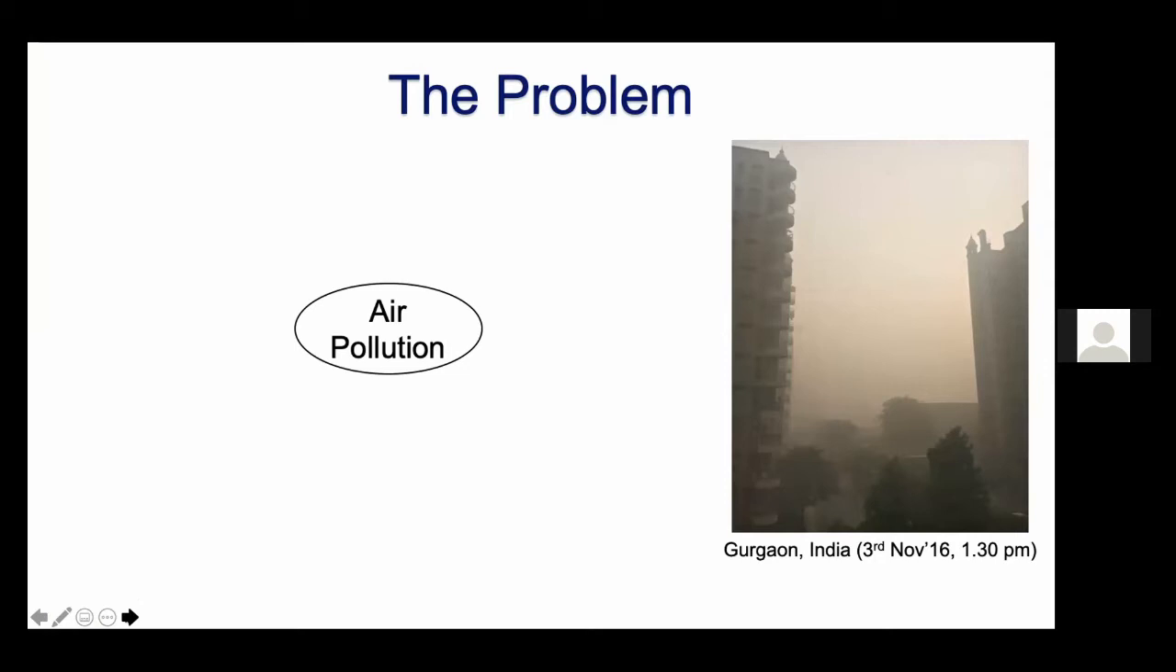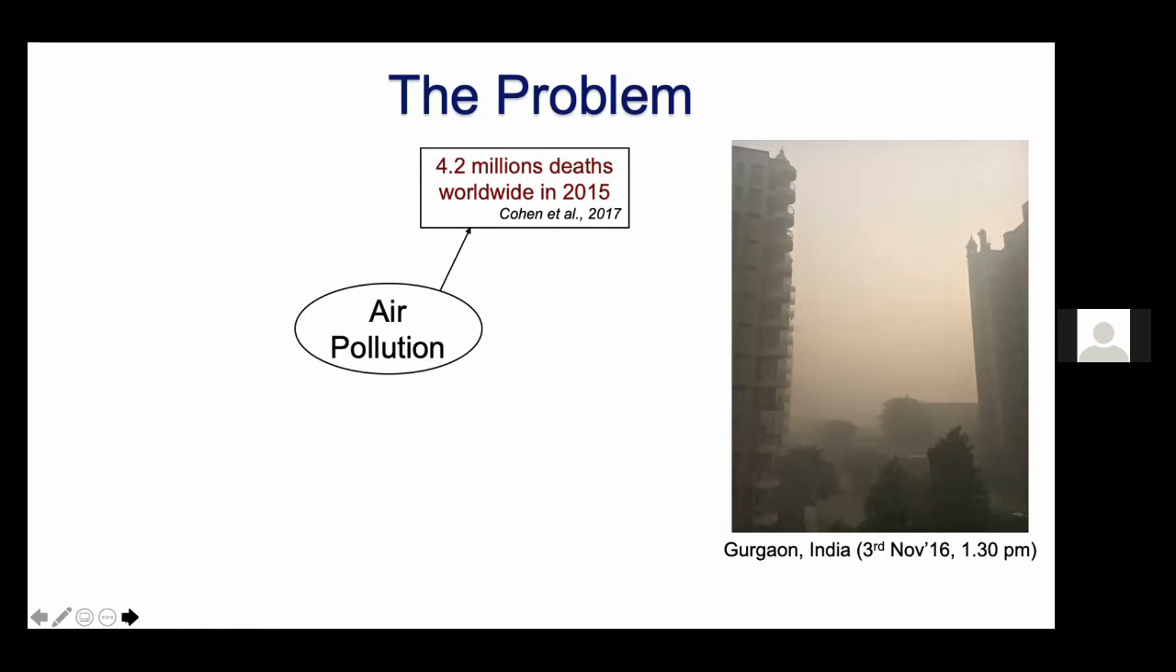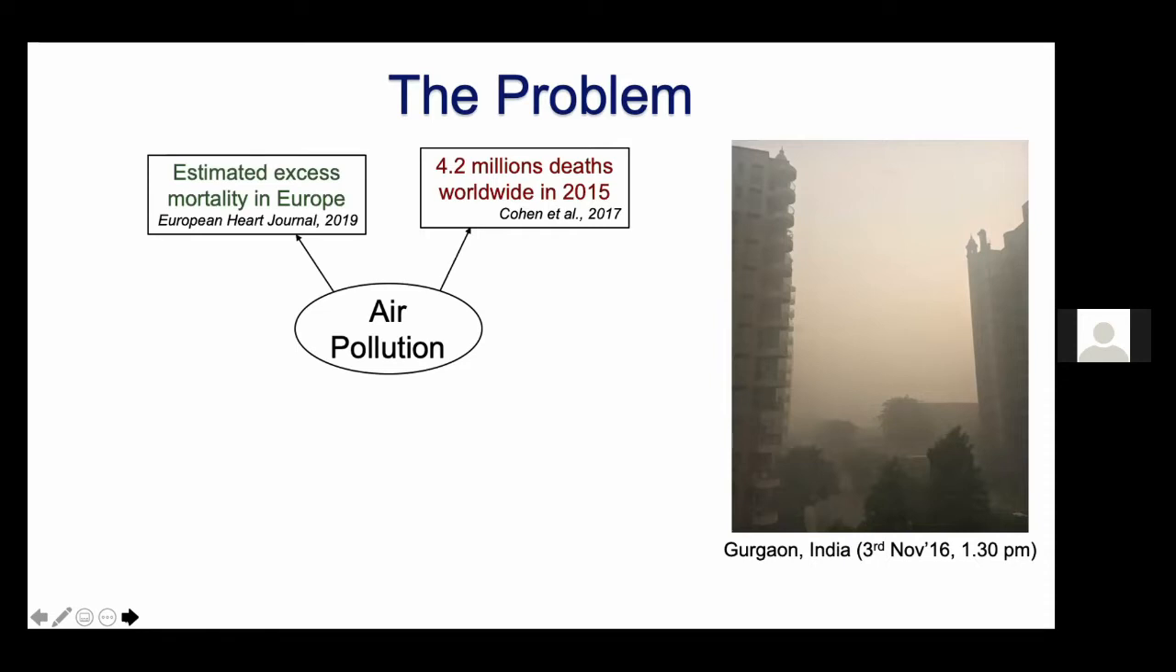But it's not just me, air pollution affects everybody. Globally, in 2015, 4.2 million people died just because of air pollution, 40,000 of whom were in the UK. In India, 1.2 million people die, which is even more than the population of Birmingham. There is excess mortality estimated in Europe because of aggravated heart and lung related diseases.